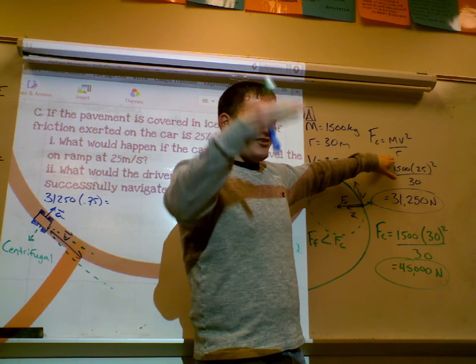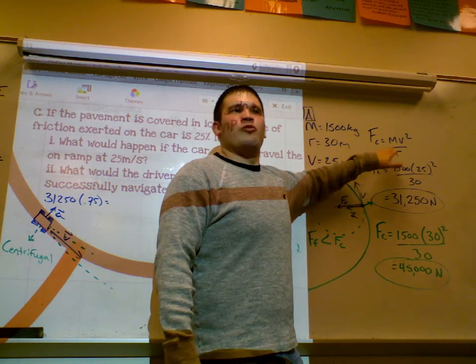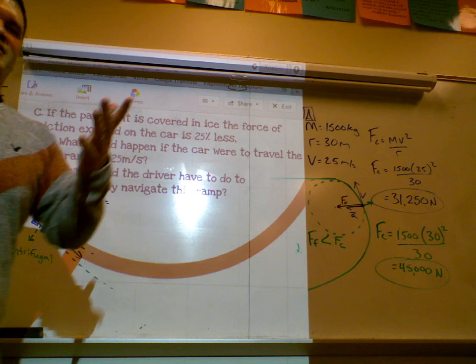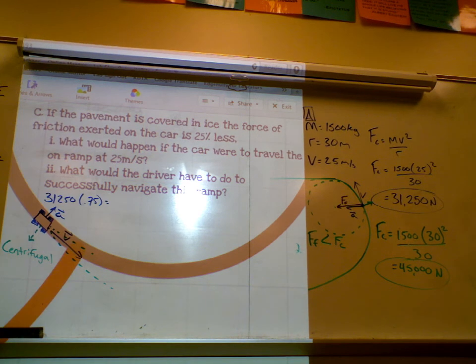It decreases. Perfect, right? What's the other way they could change that centripetal force? Velocity. Do what with the velocity? Decrease the velocity. Okay. So if this were you, or if this were me, if I entered the on-ramp and I thought, oh my goodness, I'm going too fast.